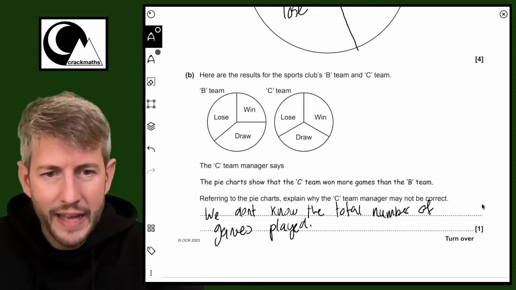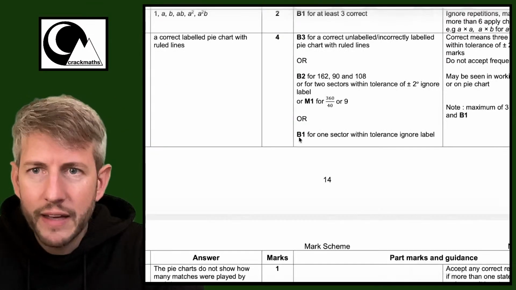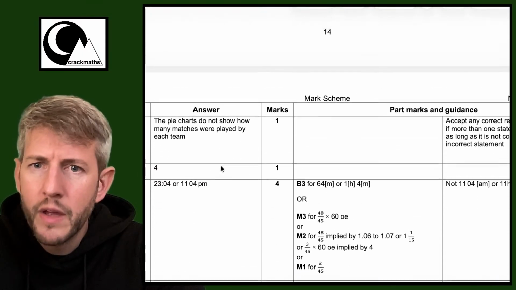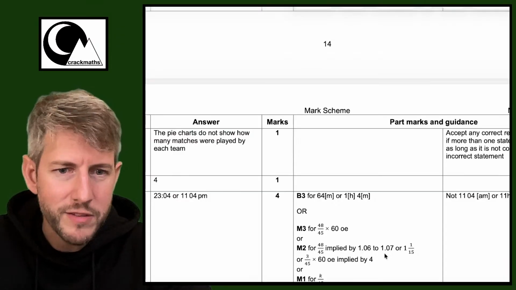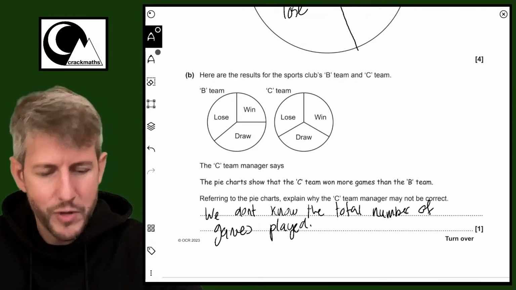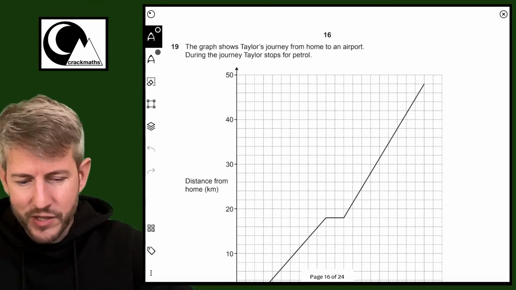There we go. And let's just check with the mark scheme for that. And it will say here, the pie chart does not show how many matches were played by each team. Perfect. Right. Let's move on to question 19.